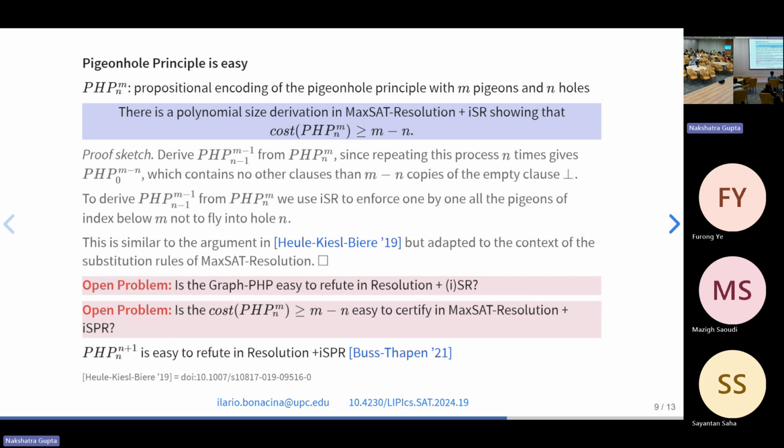The graph pigeonhole principle is just a pigeonhole principle where each pigeon is forbidden to fly to some holes, so some variables are set to 0. If the graph doesn't have symmetries, like an expander, it's not clear if it is easy to refute in resolution plus these strong systems.